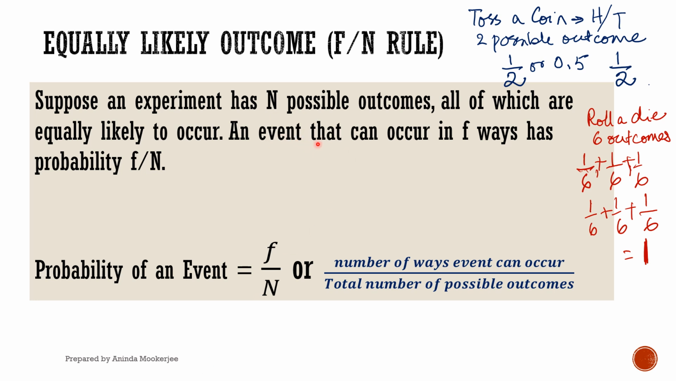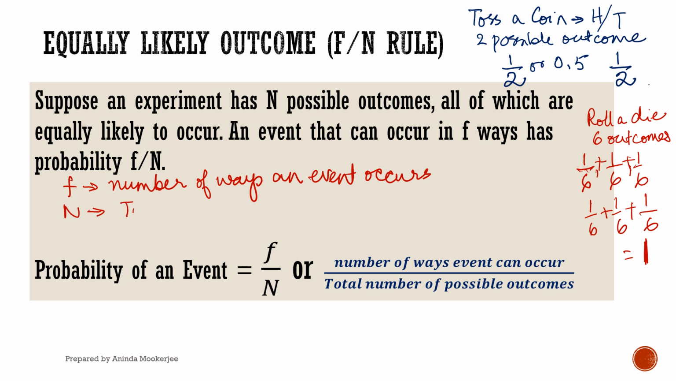It says here, an event that can occur in F ways. So F represents the number of ways an event can occur. And N represents the total number of possible outcomes. So F represents the number of ways a particular event can occur, and N represents the total number of events possible.